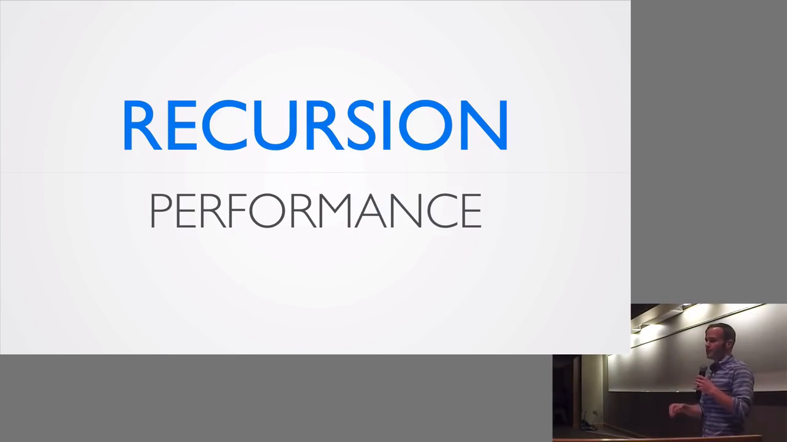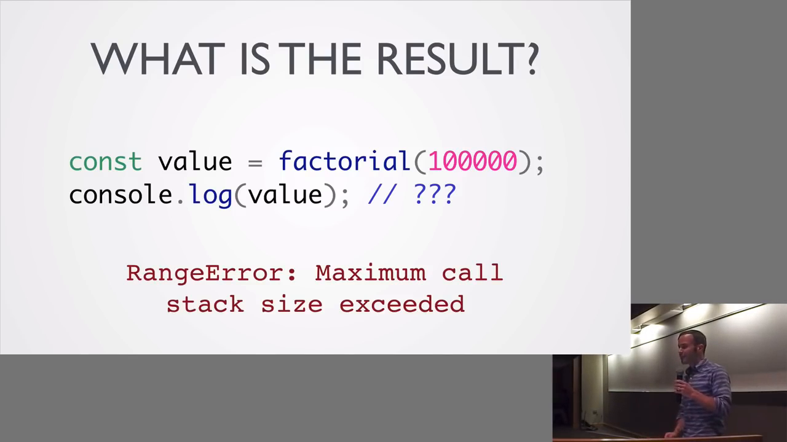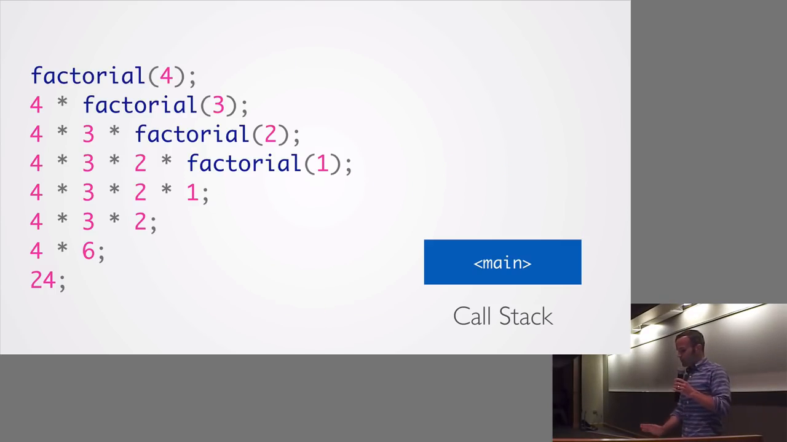So what's the performance story on all this, though? What if I wanted to call factorial of 100,000? What am I going to get back? I'll actually get back nothing. I'm going to have a range error: maximum call stack size exceeded. So what is that actually all about? Does that mean that we can't do recursive functions, that this isn't going to work? Not necessarily. But what does it actually mean? So what's going on here?